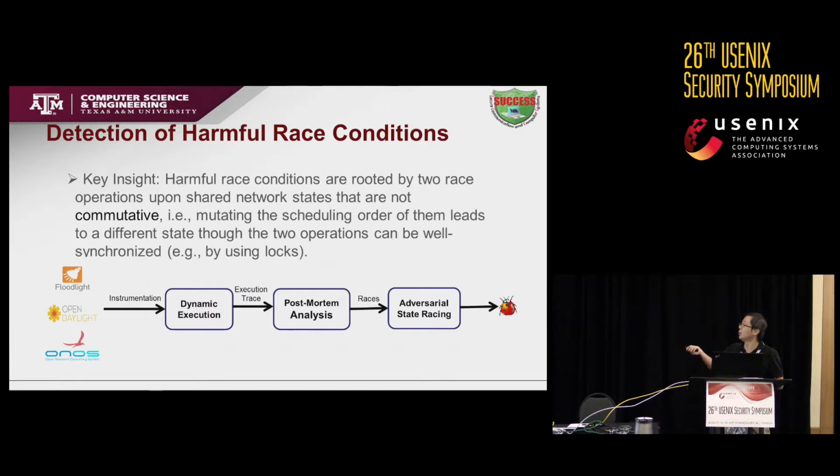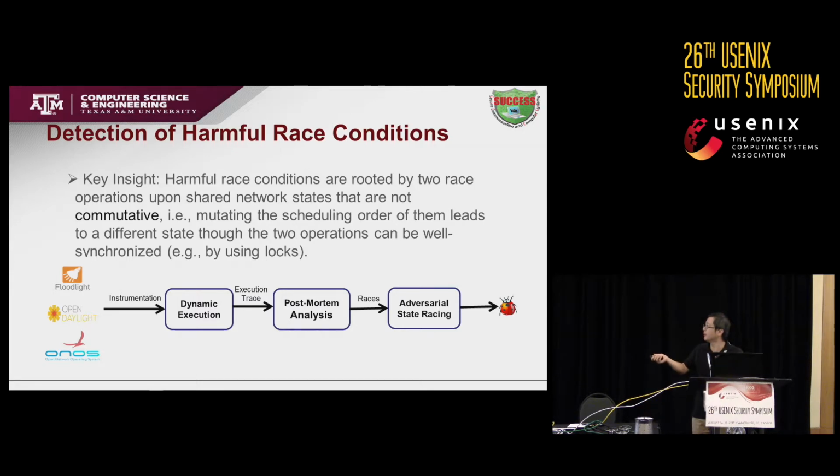So the root cause of these harmful race conditions is that some race operations upon shared network variables are not commutative. What does that mean? It means that if you mutate the scheduling order of these two operations, you will see a different state. Although these operations can be well synchronized, for example, using a mutex lock and things like that. With that observation, we designed our CONGUARD as follows.